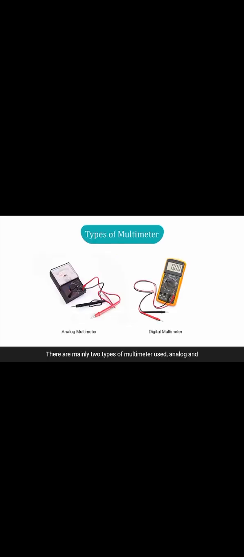Multimeter. A multimeter or a multitester, also known as volt-ohm meter (VOM), is an electronic measurement device that combines several measurement functions in one unit. A typical multimeter can measure voltage, current and resistance. There are mainly two types of multimeter used, analog and digital. Most commonly used is the digital type multimeter. Now let's use a multimeter to check voltage and current in series and parallel circuits, and let's test if our theory is correct.